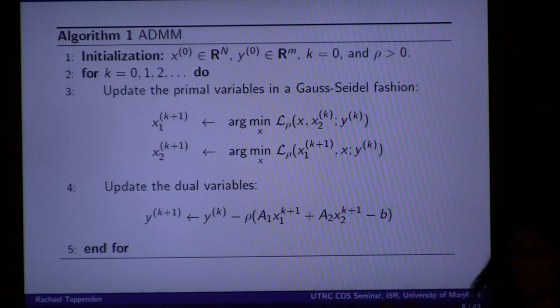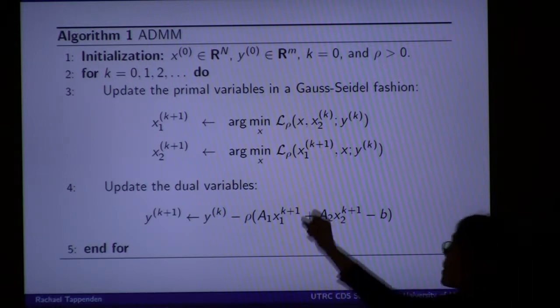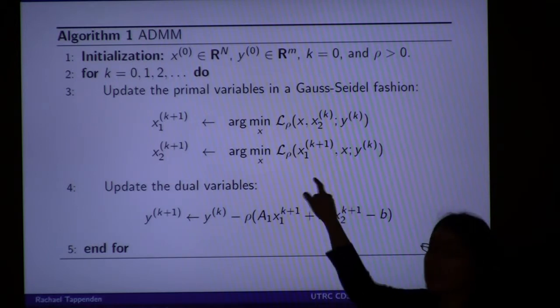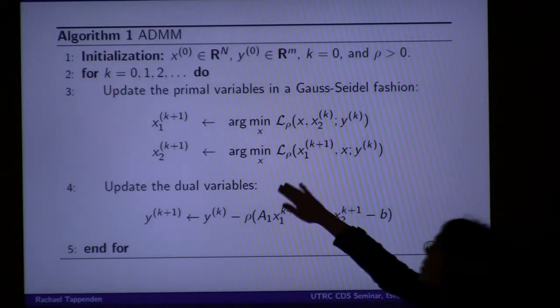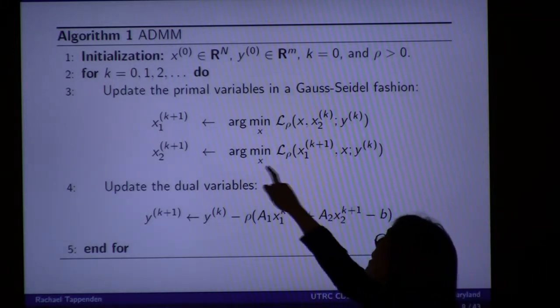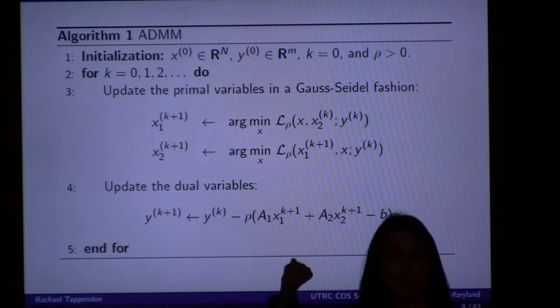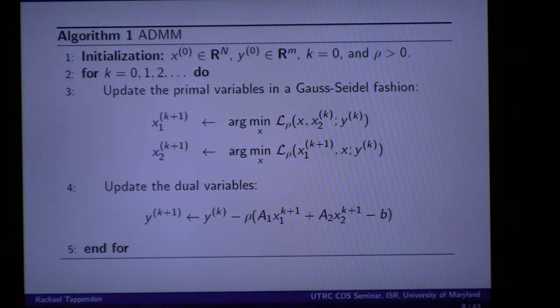Now I use that information that I've collected from x1 at k plus 1, I plug it into my next problem, I use this information when I'm solving to find my variable x2. So I minimize the augmented Lagrangian with respect to x2 now to give me my new update x2 at k plus 1, and then I update my dual variables.